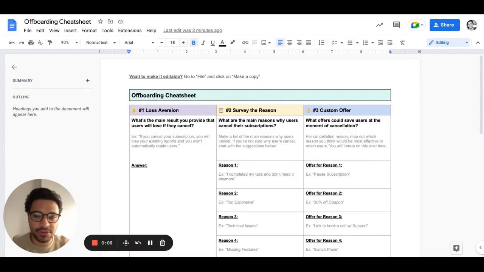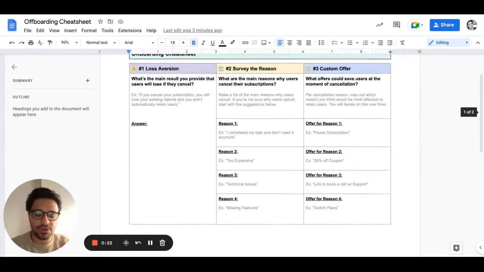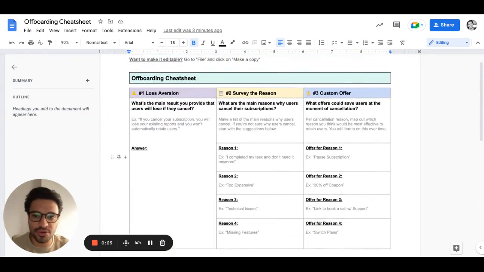This is the document that we use with clients when we start working with them and we try to understand how they could reduce churn at the moment of cancellation. So just as a quick overview, this has five main tabs, which are the steps that users should go through in their offboarding. You don't have to fill out all of them, but the more complete it is, the higher the likelihood that you can retain users and the better quality of information you can get from the moment that they are canceling. So we start with the loss aversion one.